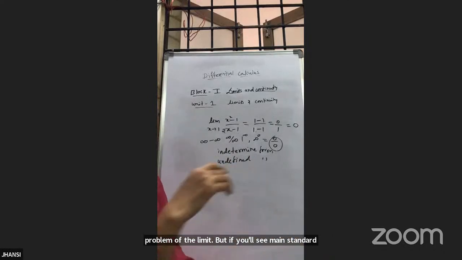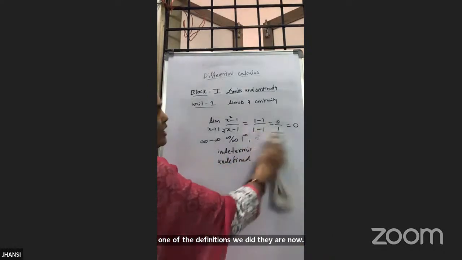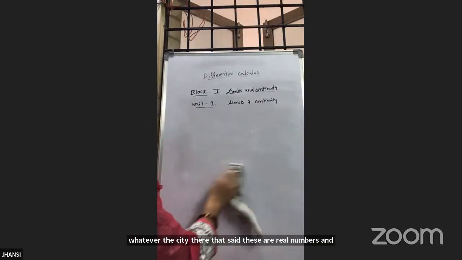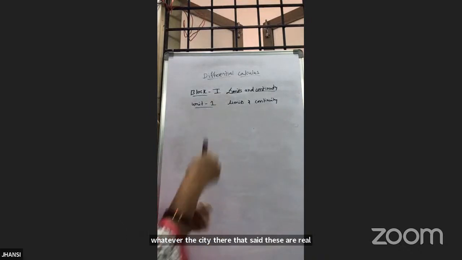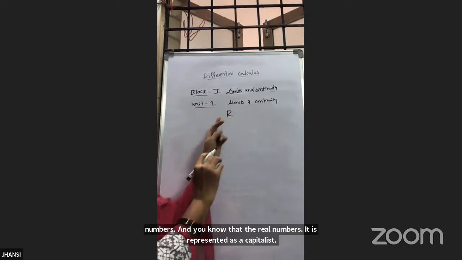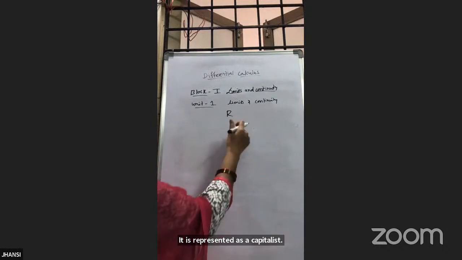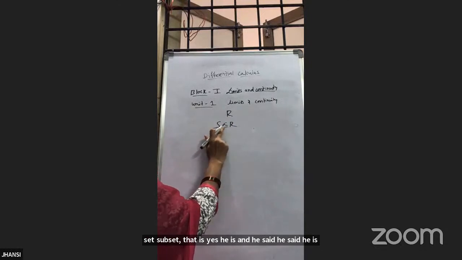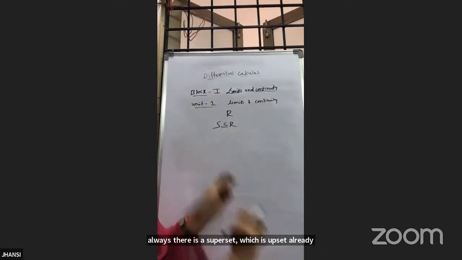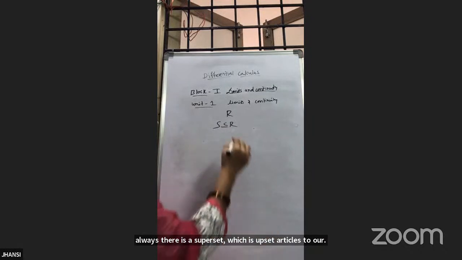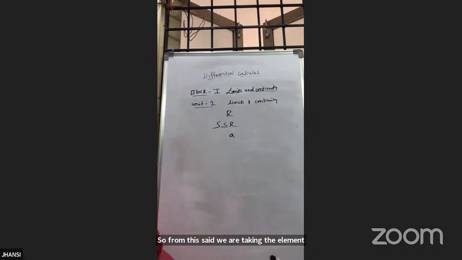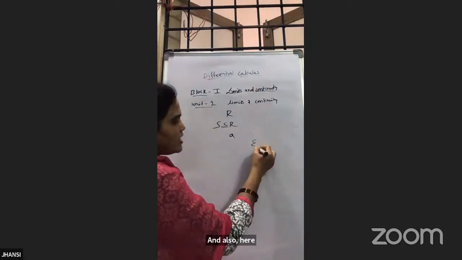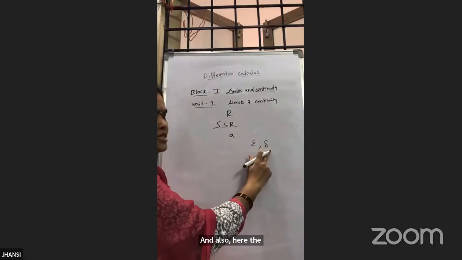So the definition is that you take any subset of a set, and that set is the real numbers. You know that the real numbers are represented as a capital R. So from the real numbers, capital R, we take one subset, that is S, which is a subset of R. From this set, we are taking the element A here. And from the definition, you have two elements: epsilon and delta.